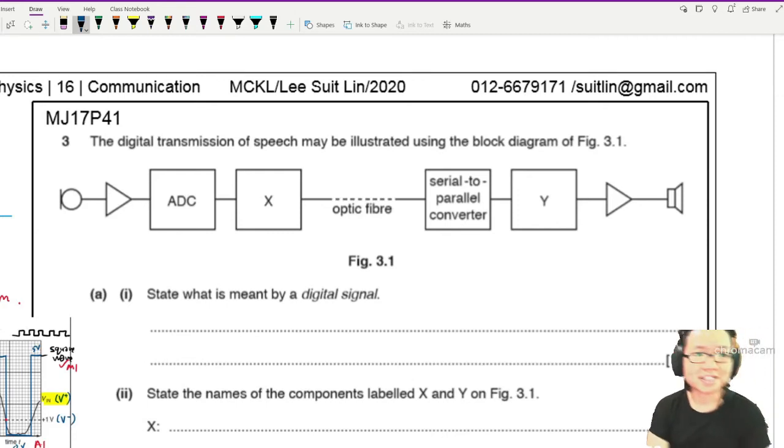Hello, hello. This is another example from communications. We are going to look at labeling the digital to analog conversion block, the ADC, DAC block. All right, so let's go.